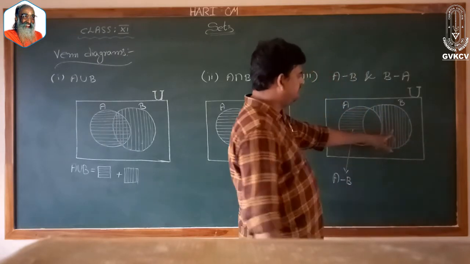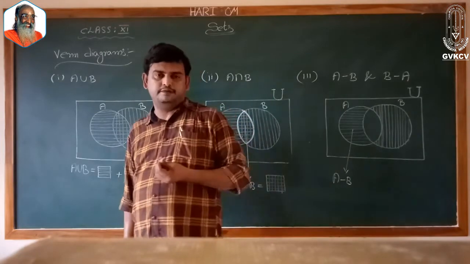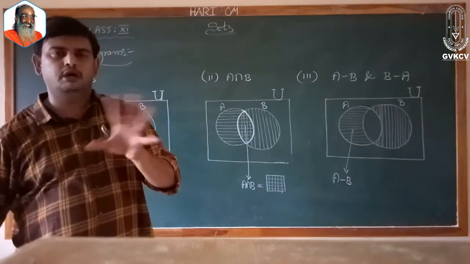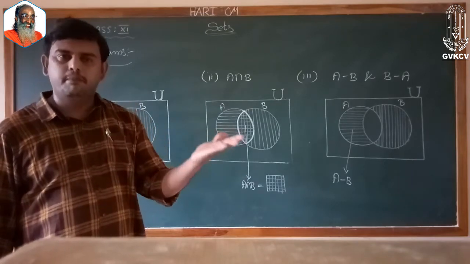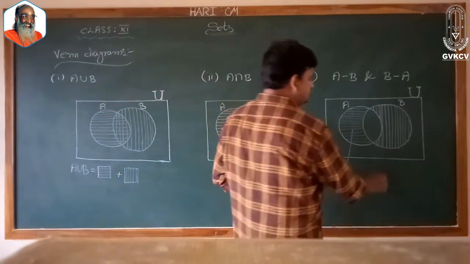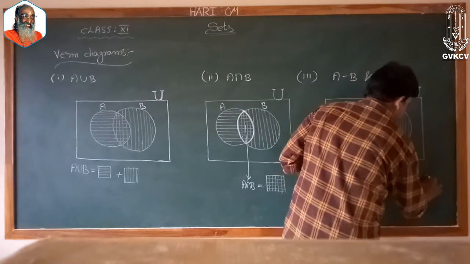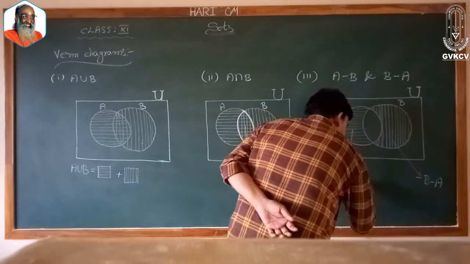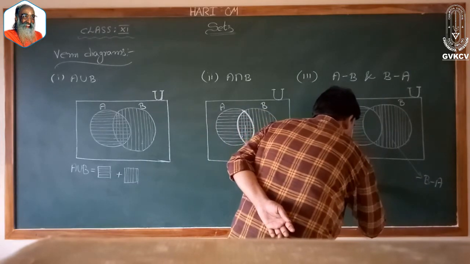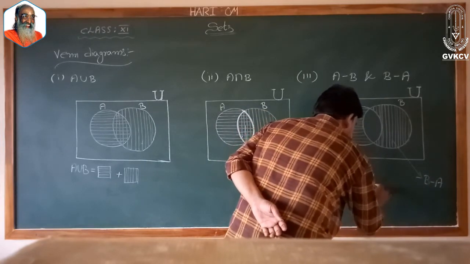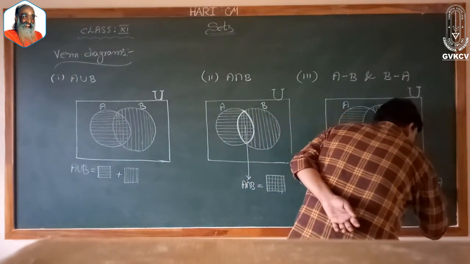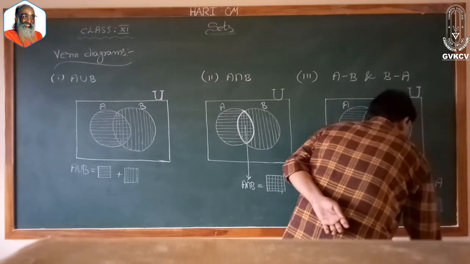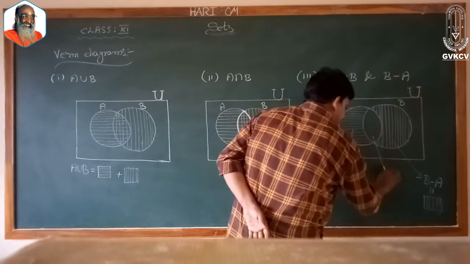So, when we observe this vertical line portion, we are considering only the part B. We are excluding completely part A. So, this portion is called B minus A. A minus B is where we have only horizontal lines. B minus A is where we have only vertical lines. Now what about this common part?